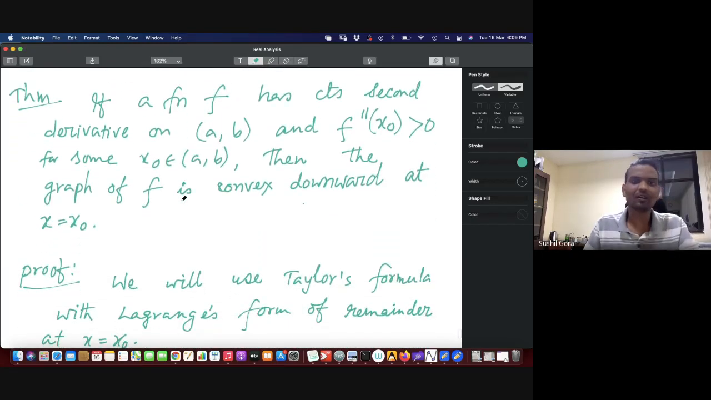All right. So similarly, when f double prime x naught is less than 0, you can show that f is convex upward at the point here, right? And next time, tomorrow, we'll see what happens when the second derivative is also 0.